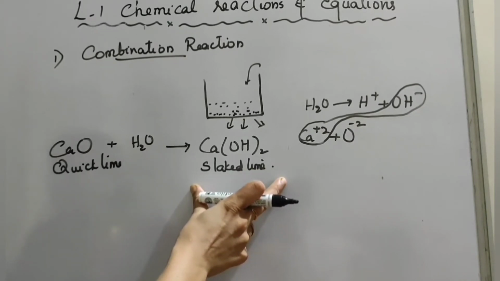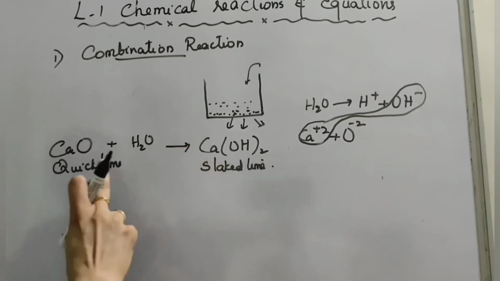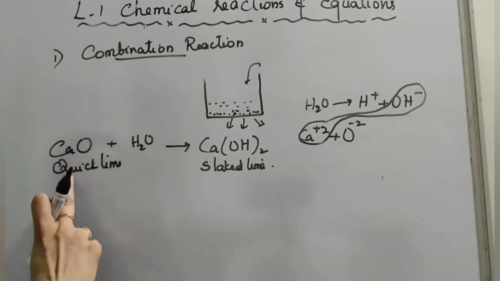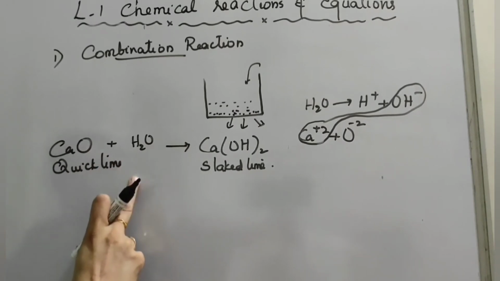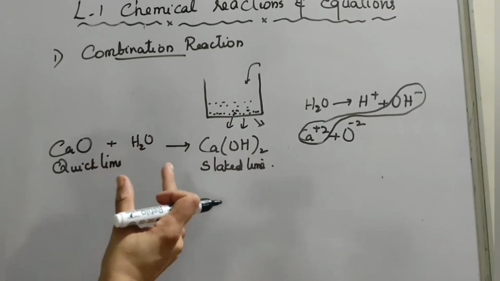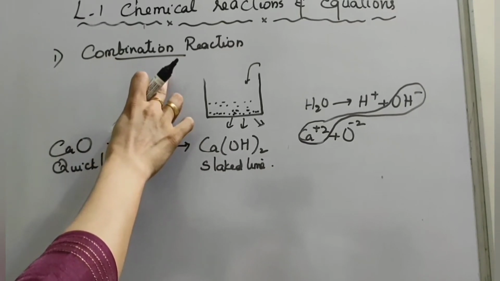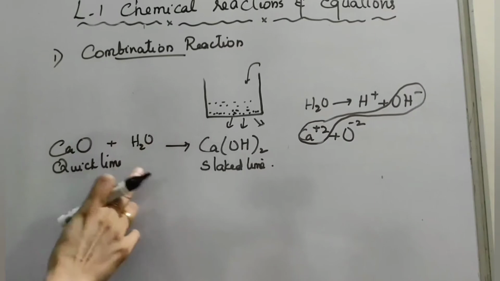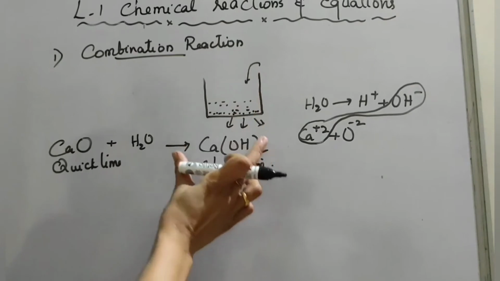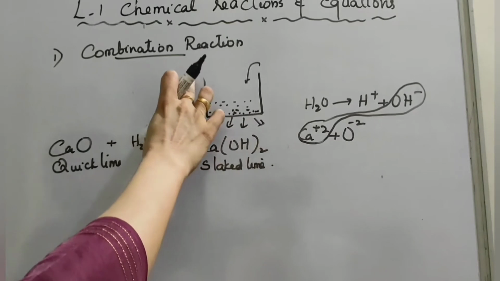How can you define this combination reaction? That means one or more reactants react to form a single product. Otherwise, simply we can say more than one reactant react to form a single product, that is known as combination. Normally combination means minimum 2 things we need to combine. So here 2 reactants combine to form a single product. That is very important, single product. More than one reactant combining to form only a single product is known as combination reaction.